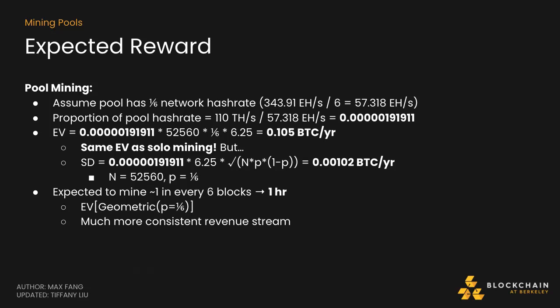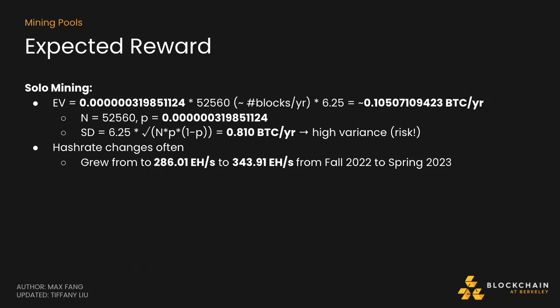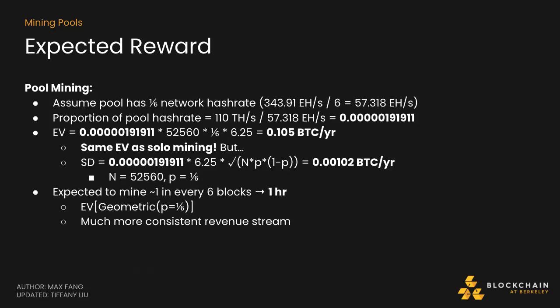And then in your pool, they have around 57.318 exahashes per second. Then your proportion of the pool hash rate is going to be this number, 0.0000001919, whatever. So then your expected value would be that number multiplied by the number of blocks mined per year, divided by 6, multiplied by the Bitcoin reward, 6.25, and you would still get the exact same number as the slide before, which is 0.105 Bitcoin per year.